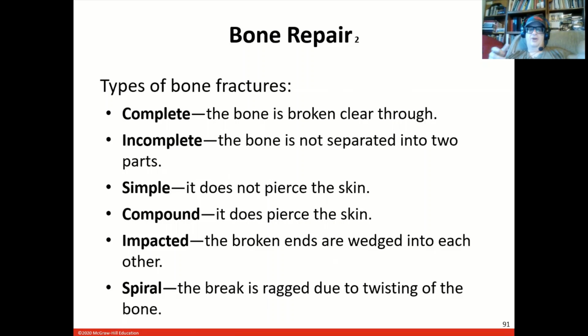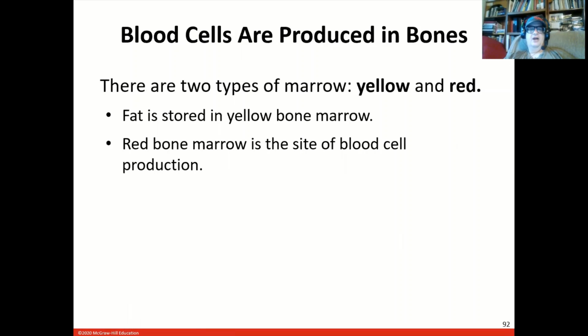A spiral break, if you were twisting that bone, like an athletic injury, has a long surface area that's messed up, a larger piece of the bone. Bone marrow, we've got two different types of bone marrow. We have yellow marrow and red marrow.